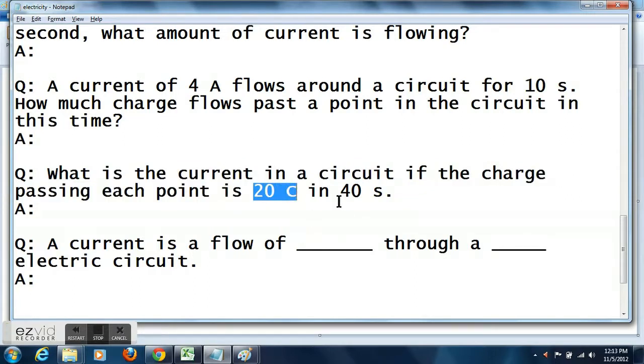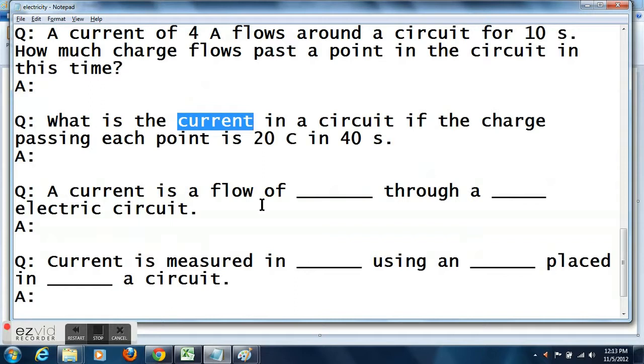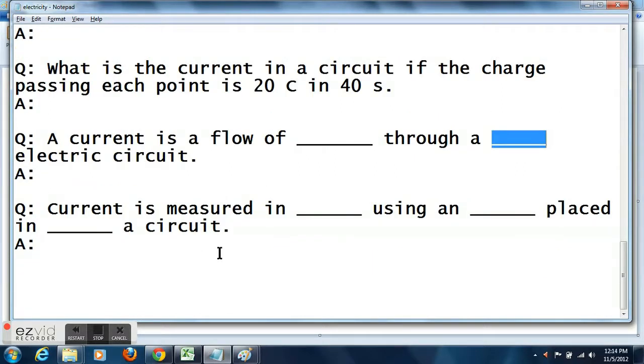Next question, you have to fill in blanks here. A current is a flow of one blank, you have to fill in this blank, through a blank electric circuit. Next one, current is measured in blank using an blank placed in a dash circuit.